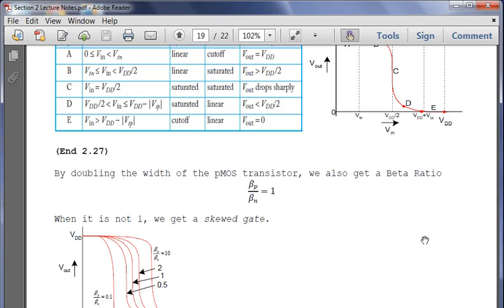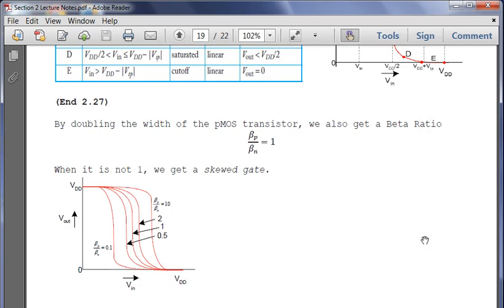So I included this diagram here really quickly. The beta ratio: if we double the width of the PMOS transistor, we're able to get the beta ratio to be 1. And this allows us to not have a skewed gate. So when it's 1, it just has our regions as we expect.